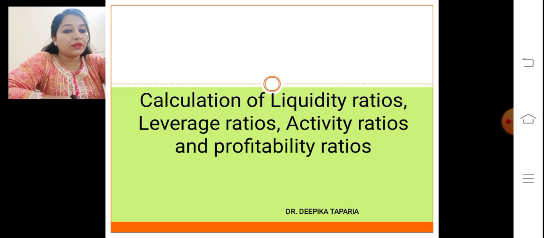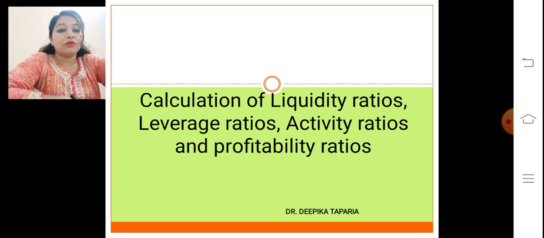Today I'll be discussing the different types of ratios. Basically, we have four types of ratios, that is liquidity ratio, leverage ratio, activity ratio and profitability ratio. Ratios, their objective and limitation I have already discussed. Today I'll discuss the basic definition, what we mean by liquidity ratio, leverage ratio, activity ratio and profitability ratio, and what the basic formulas are and why these ratios are used in the organization, what is the basic importance of these ratios.